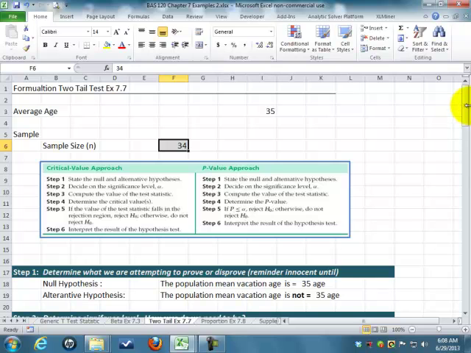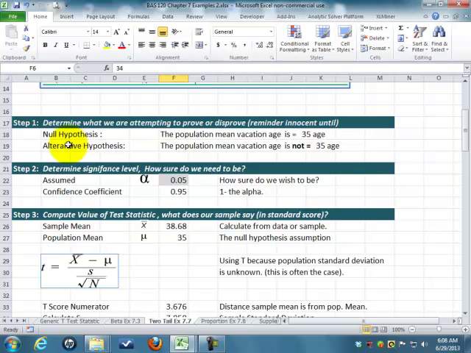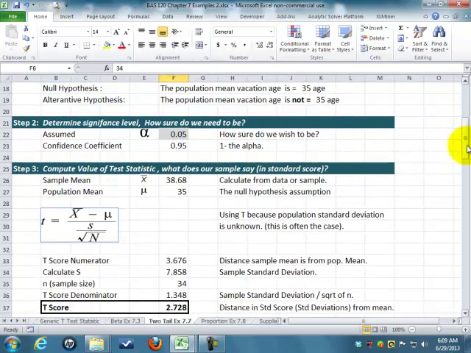There are the steps again, both for the critical value and the p-value. Step 1, our null hypothesis is our mean is equal to an age of 35. Notice this is a two-tail. We're just interested if the population is different than 35. So our alternative hypothesis is the population is not at an age of 35. Again, we assumed our alpha to be 0.05. That means our confidence coefficient is 1 minus alpha, or 0.95.